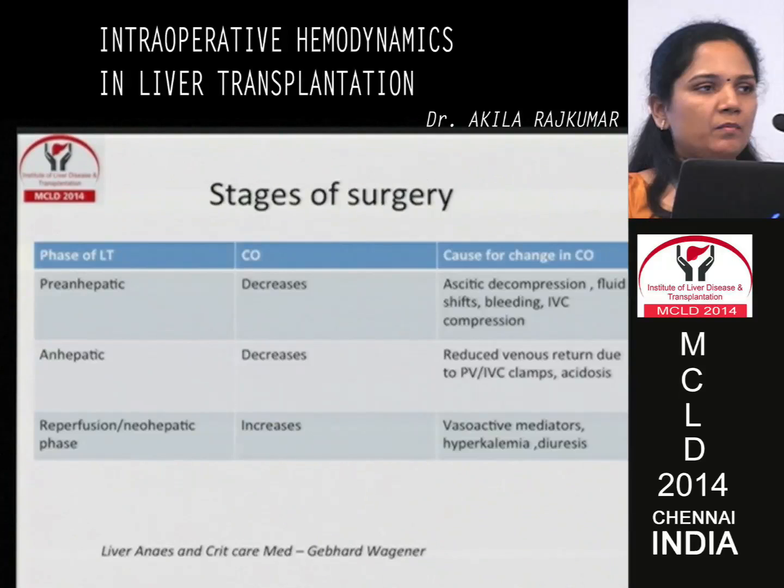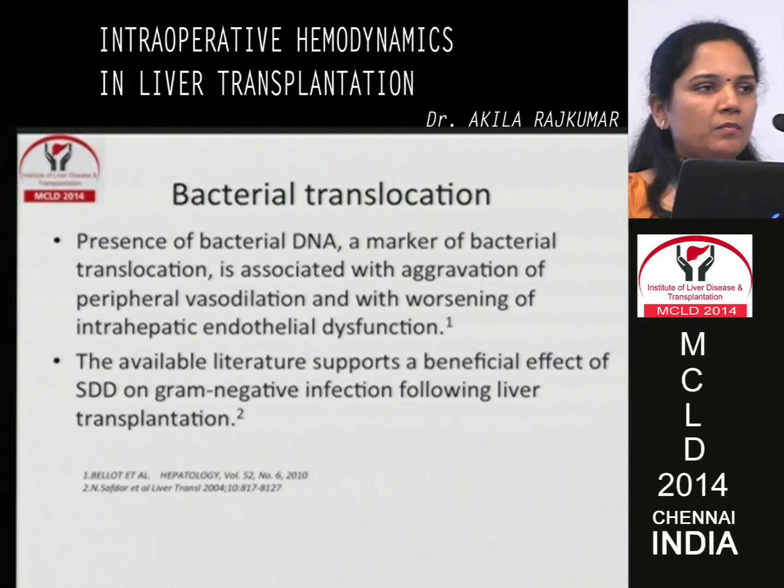In the anhepatic phase, there is a reduction in venous return because of the various clamps. I'll tell you in a little more detail in the next slide. There's ongoing bleeding, worsening coagulopathy, more fibrinolysis, acidosis, and hypothermia. All this can further cause a decrease in the cardiac output. And then comes the critical stage when the graft gets revascularized, the reperfusion phase, when the cardiac output actually increases, and sometimes catastrophes can happen at this point.